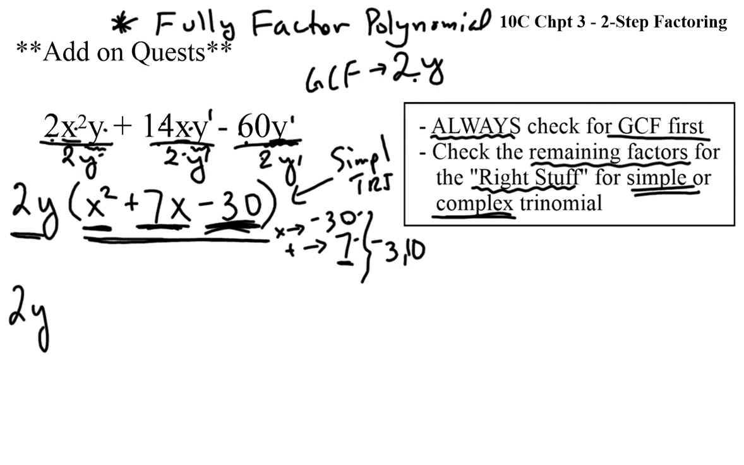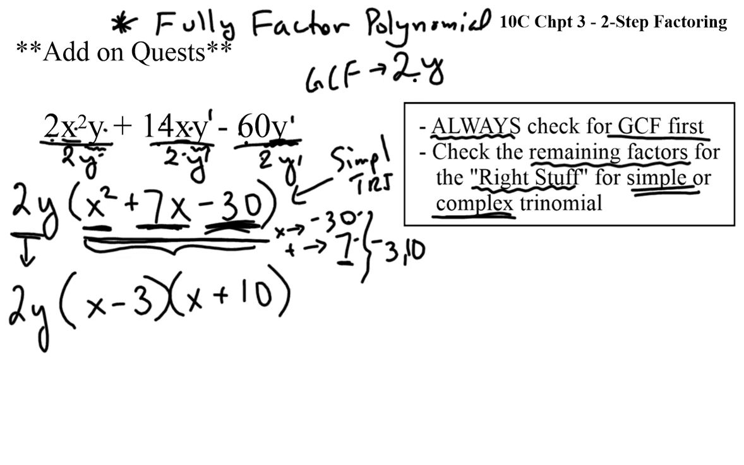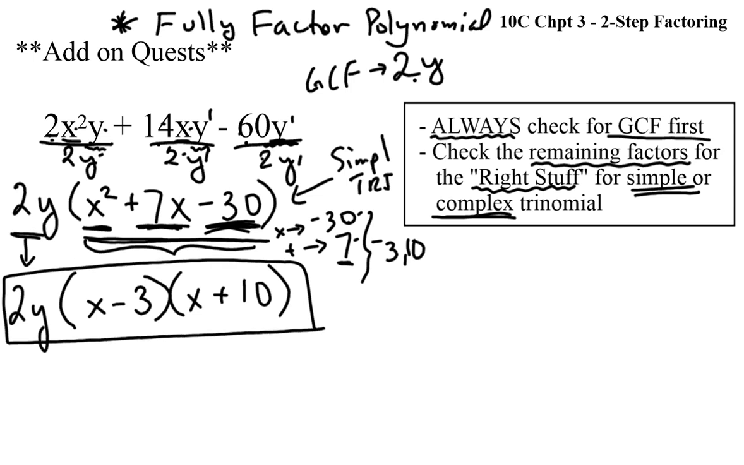Keep the 2y, that's one of the factors. But the other factors now, x minus 3 times x plus 10, and that's all we need to be fully factored. Because it's a simple trinomial, it factors quick and easy if you know your basic facts.